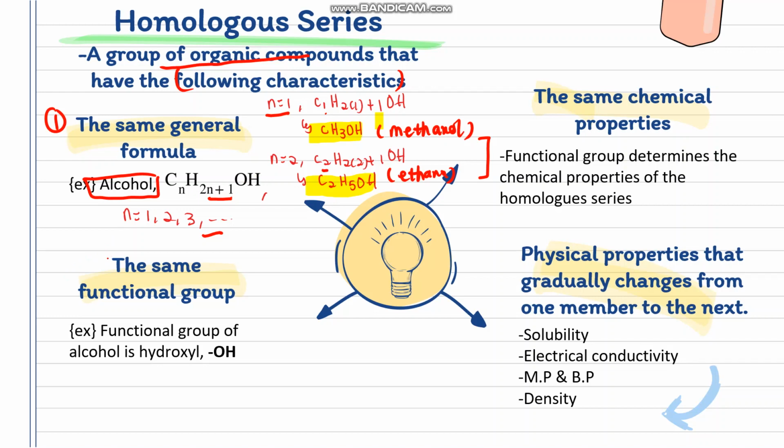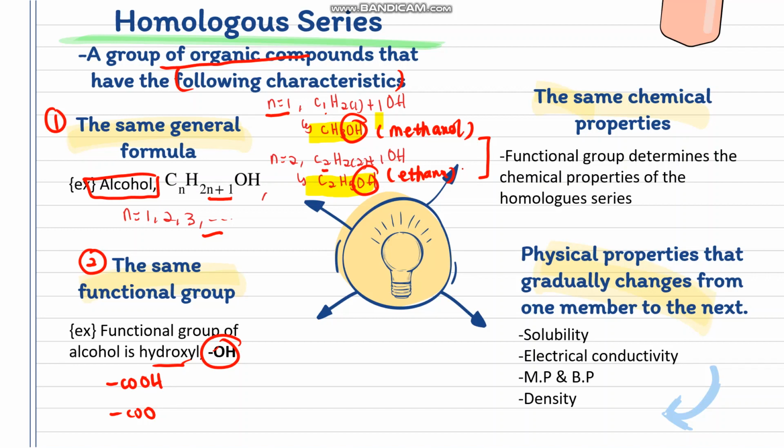Next, the homologous series will have the same functional group. As you can see here, this is methanol and this is ethanol. Both of these are alcohols. They will have the same functional group, which is the OH group here, or we call it the hydroxyl group. So basically, the functional group of alcohol is hydroxyl, OH, and then for carboxylic acid, the functional group will be carboxyl, COOH, and then for ester, the functional group will be carboxylate, COO here.